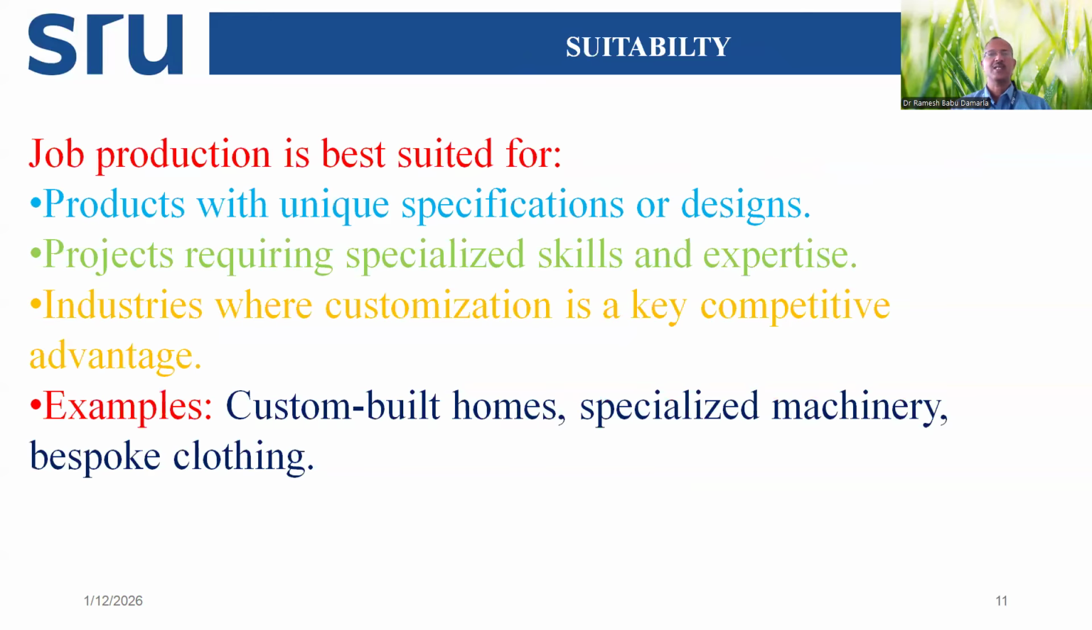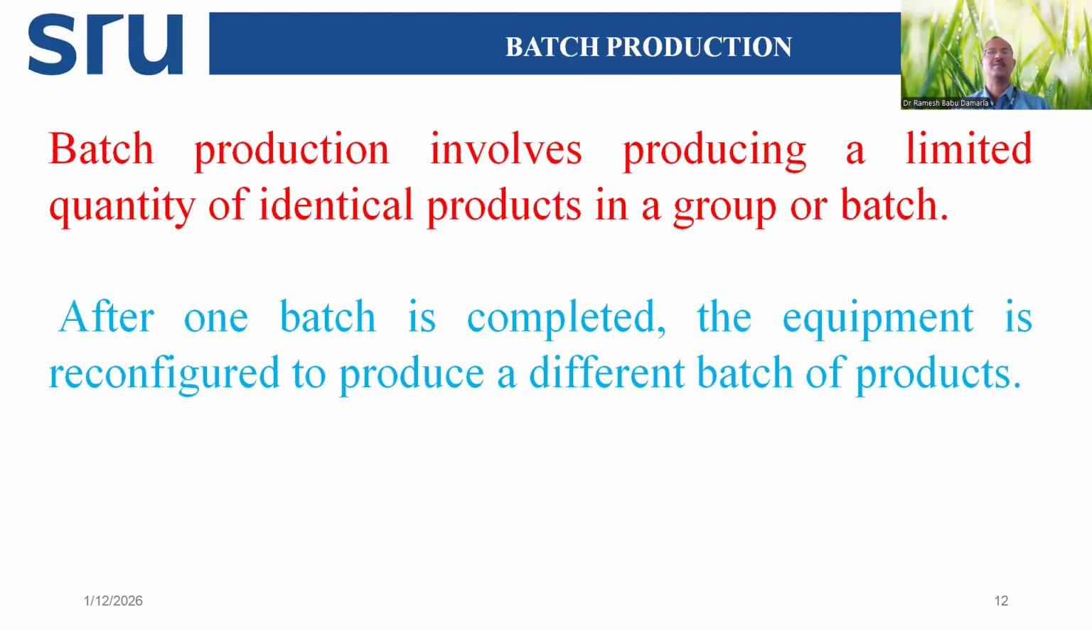So for which kind of products is this suitable? Let us see. This is best suited for products with unique specifications or designs, projects requiring specialized skills and expertise, industries where customization is a key competitive advantage. Examples are custom-built homes, specialized machinery, bespoke clothing, furniture, specially made cars, bikes, etc.